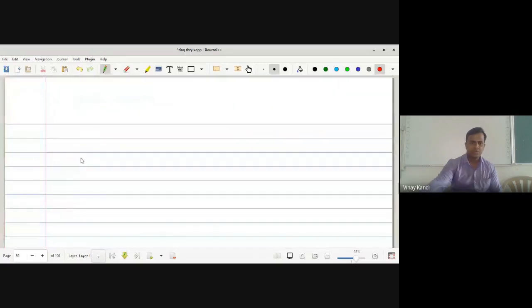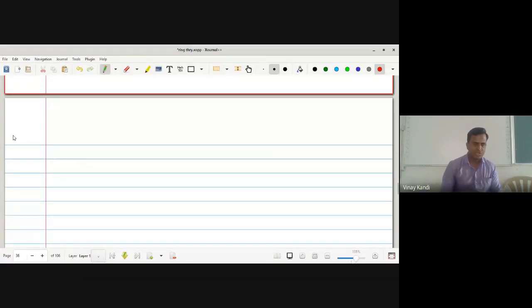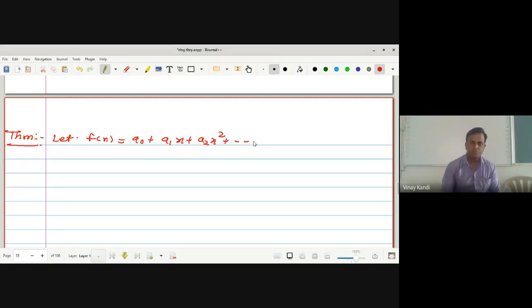Now the last theorem of our syllabus, last theorem. Okay. Let f of x is equal to a naught plus a1 x plus a2 x squared plus, and so on, an minus 1 x raised to n minus 1 plus an x raised to n, be a polynomial belonging to Z of x. Okay, the coefficients of the polynomial a naught, a1 belong to this set. Be a monic polynomial.